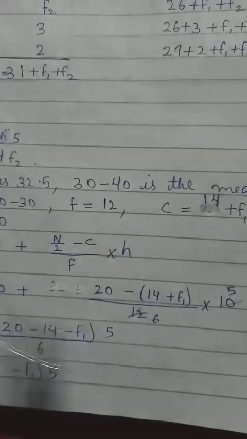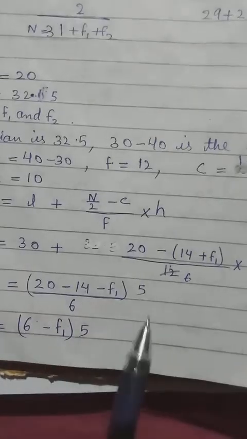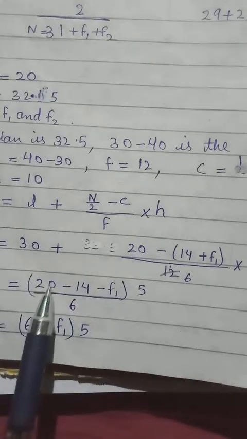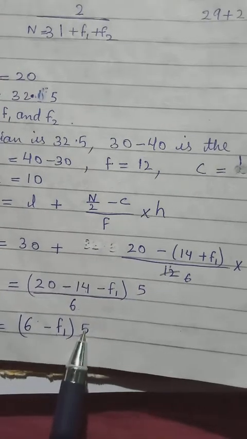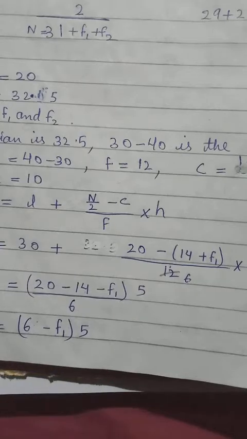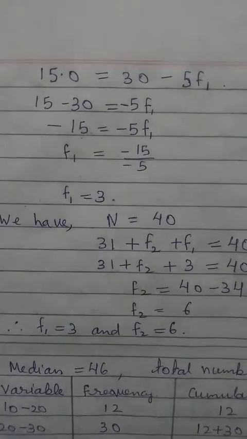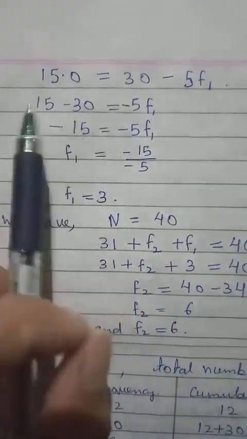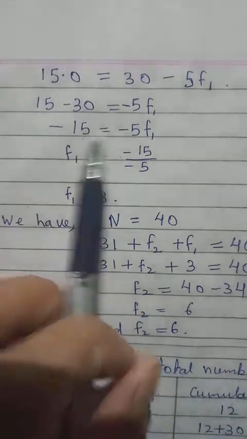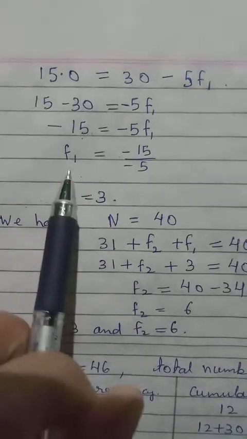Then this 6 down, we can cross multiply. Then here we multiply the minus inside, minus to plus. Here 20 and 14 are numbers, we can subtract. So this 5 we multiply inside, 5 into 6 is 30, 5 into minus F1 will be minus 5 F1. So now we have to find F1 first. Here it is minus, so this is plus, we take this side, it becomes minus. So 15 minus 30 will be minus 15, minus cancels, F1 equals 15 divided by 5 equals 3.